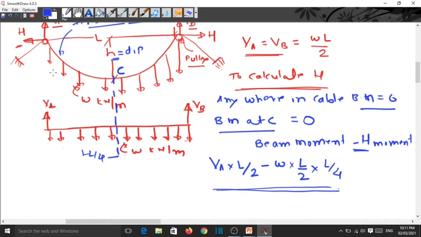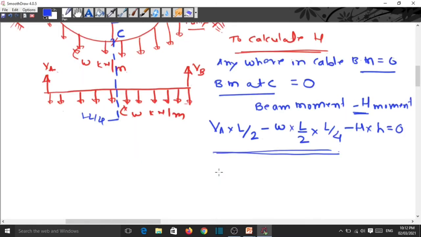Now next is what? We are taking the bending moment here. So this H creates the hogging bending moment. So this H into this H is the bending moment due to this horizontal reaction. This H creates the hogging bending moment, because if you increase the H here, that automatically decreases the sagging part. That is why this H produces the hogging bending moment. So minus H into the H is equal to zero.